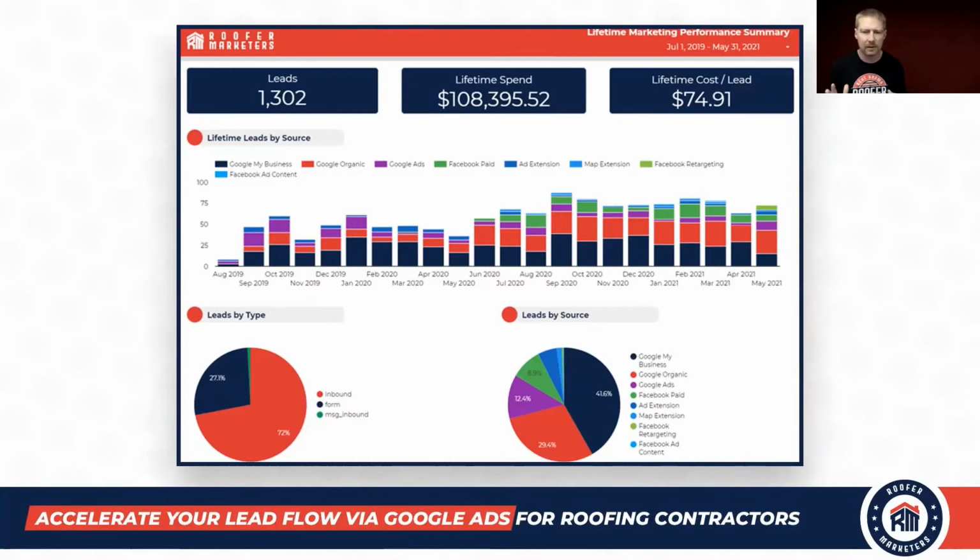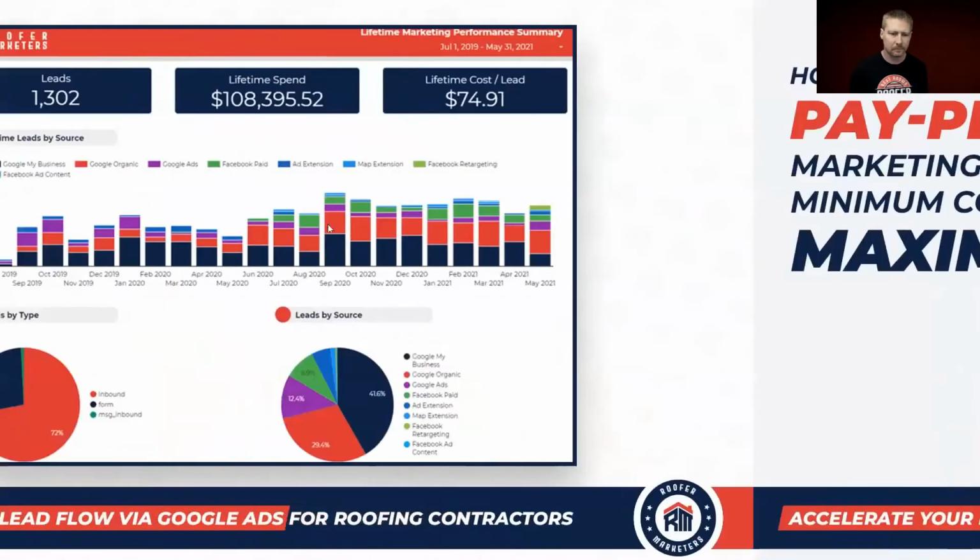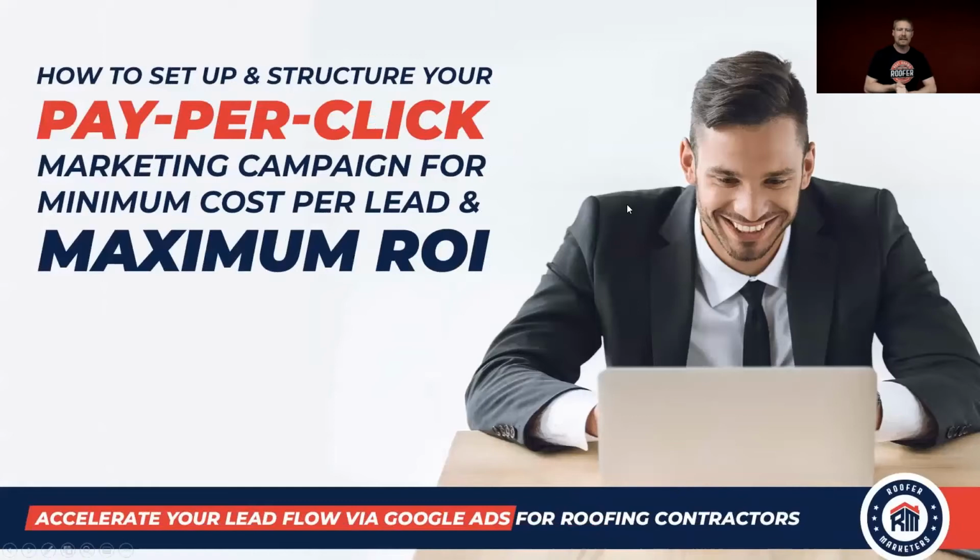About 8 or 9% of this company's leads are coming from Facebook. Another 13 from Google Ads. Another probably say 4 or 5 from the ad extension and map extension stuff there. So really, a good mix of lead flow is what will create that maximum ROI and that consistent lead flow in your business. So let's get into setting up and structuring pay-per-click campaigns.